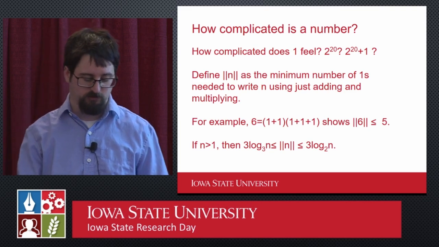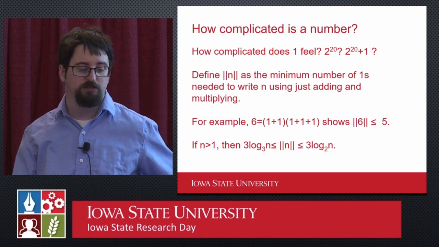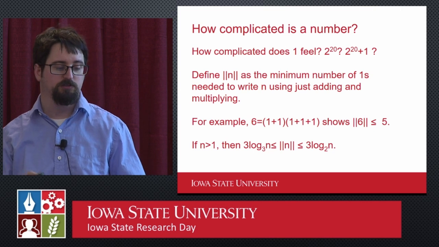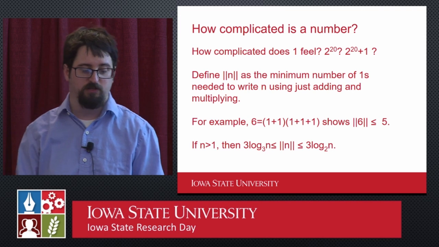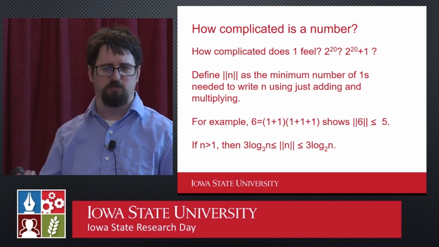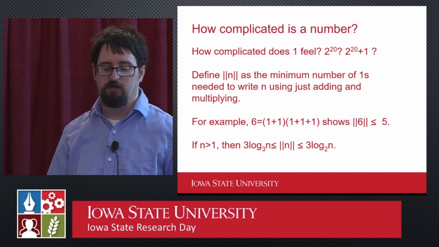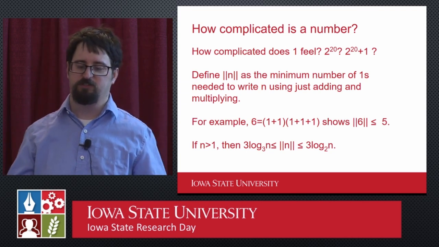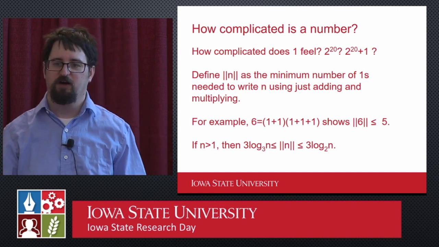We're going to define the complexity of a number n as the minimum number of ones needed to write n just using addition and multiplication. For example, I can write 6 as (1+1)×(1+1+1). That shows that the complexity of 6 is at most 5. If you play around with 4, 3, or 2 ones, you'll convince yourself pretty quickly that you can't write 6 using fewer ones. I should add, because this sometimes comes up as a question, no, you aren't allowed to do things like writing two ones next to each other as 11.